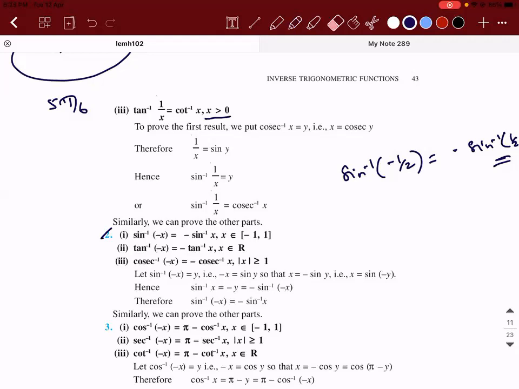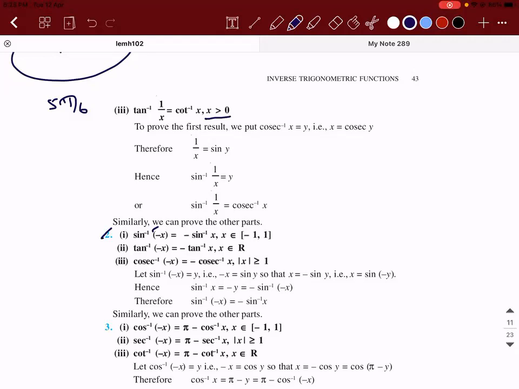So sine inverse of minus x is equal to minus sine inverse x for all values of x that belongs to minus 1 to 1. Similarly, tan inverse of minus x is minus tan inverse x for all values of x that belongs to real numbers. Similarly, cosecant inverse of minus x is equal to minus of cosecant inverse x. Again, they gave one more thing to confuse you. Whatever, modulus of x is greater than or equal to 1. That also means minus infinity to minus 1, union 1 to infinity. This is another way of writing.